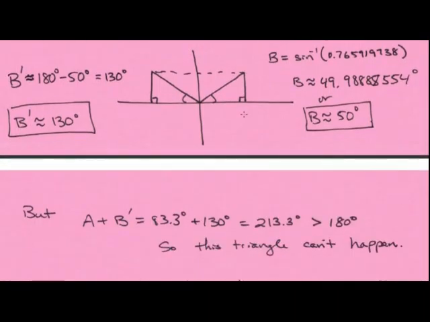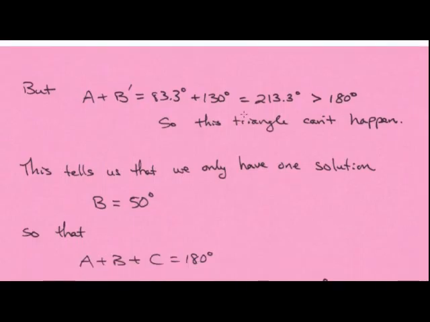So now let's see why we know that we're only going to get one solution. Well, if we take the angle that we're given, angle A, and add on our second quadrant angle, this means that we get 83.3 degrees plus 130 degrees gives us 213.3 degrees. Now that's bigger than 180. Since it's bigger than 180, that tells us that this particular triangle can't happen. And so we can't have any value where the sum of our angles is going to be bigger than 180 degrees.